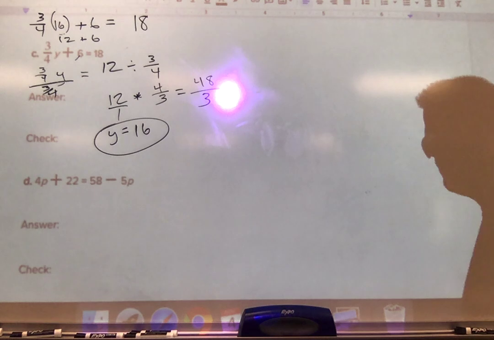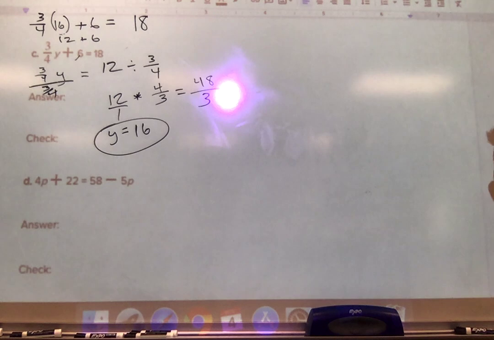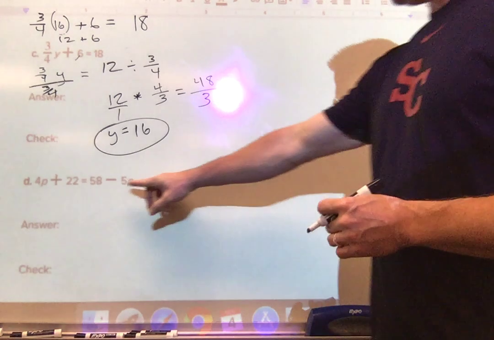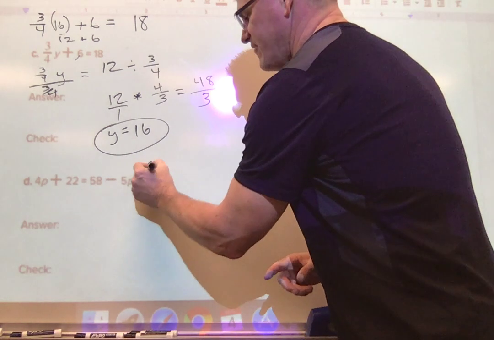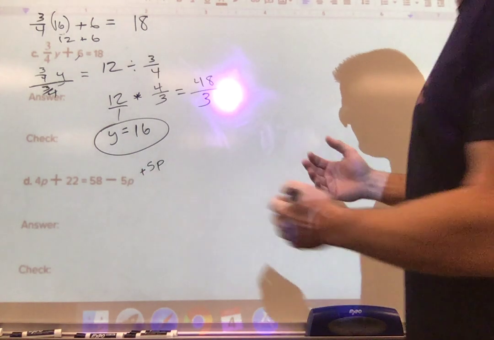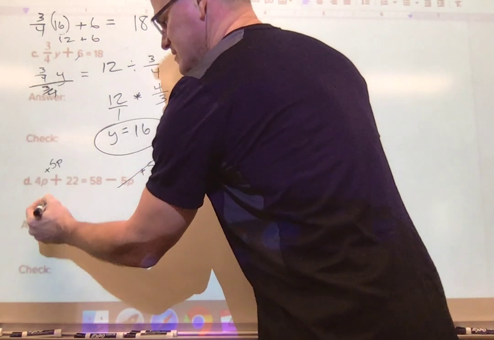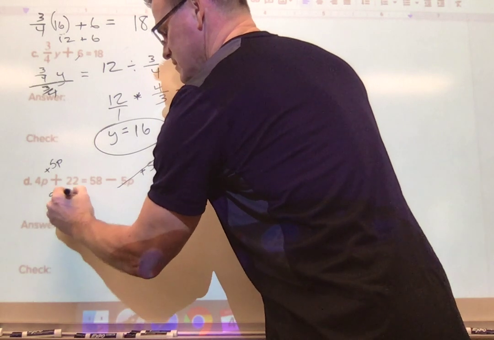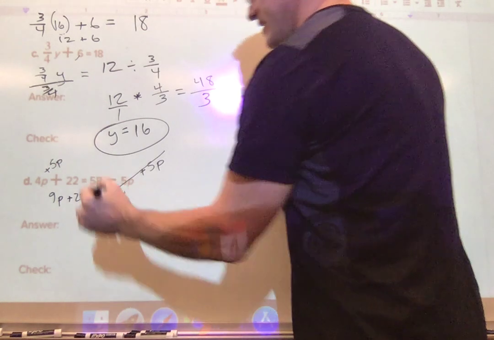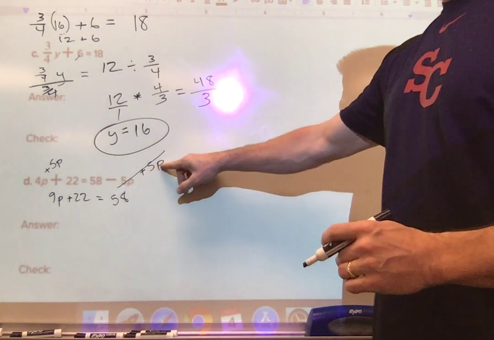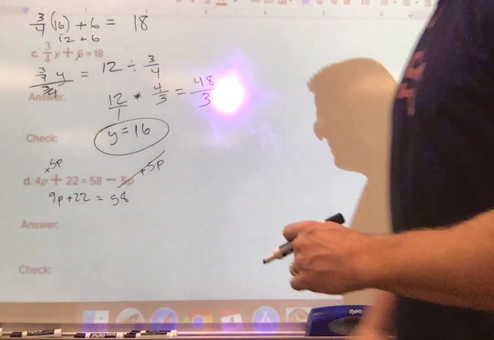Okay? All right, one more here. We've got some decisions to make on what I get rid of first. There are different ways I could do this. If I have 58 take away 5p, I'm going to add 5p to undo that. If I take it away and add it, it's like it's not there anymore. So then I have to add 5p on the other side. So that becomes 9p plus 22 on that side has to equal 58. I undid it, so I add it over here. Now I have 9p plus 22 equals 58.